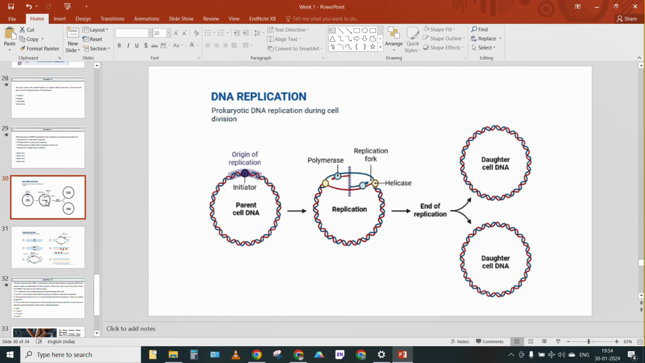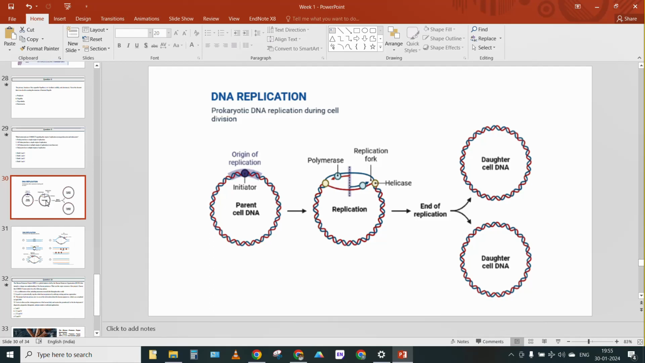So the leading strand is synthesized continuously, while the lagging strand is synthesized in short fragments. There's one term called Okazaki fragment. Have you ever heard of the Okazaki fragment? Anyone? Hello, am I audible? Yes, sir, audible. So, anyone would like to explain what an Okazaki fragment is?